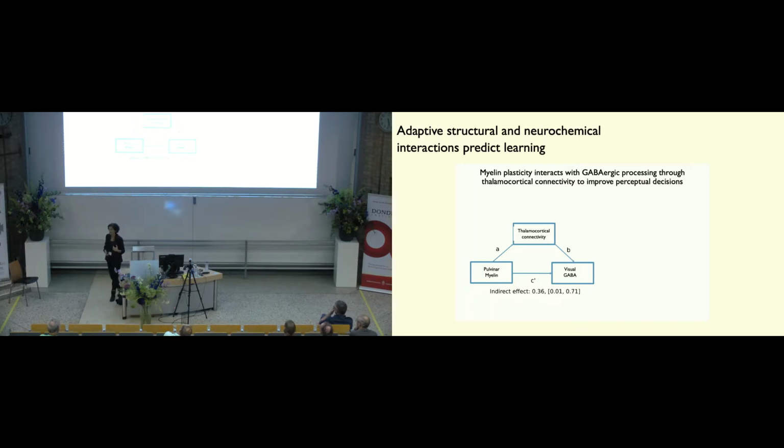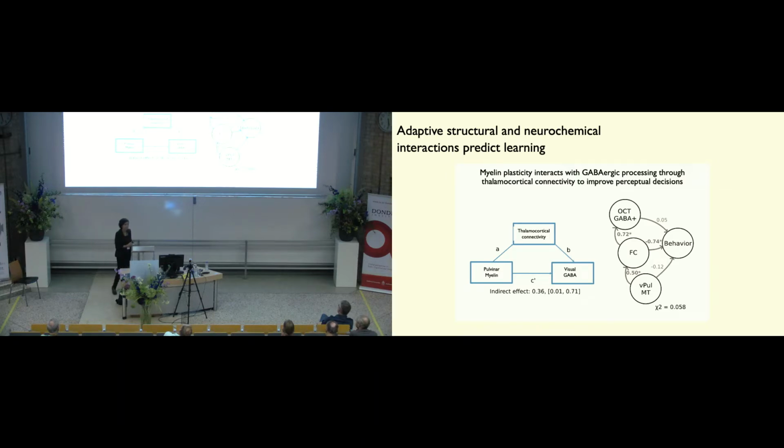And what you see here is a mediation type of analysis, where what this model tells us is that changes in myelination in the pulvinar, in the thalamus, drive the connectivity to visual cortex, and that drives the local processing, the changes in the GABAergic gain control mechanisms. But do these interactions predict behavior? To understand this, we built a structural equation model. And what you see here is that interactions between functional connectivity, thalamocortical myelination, and local GABAergic processing actually predict behavior quite strongly.